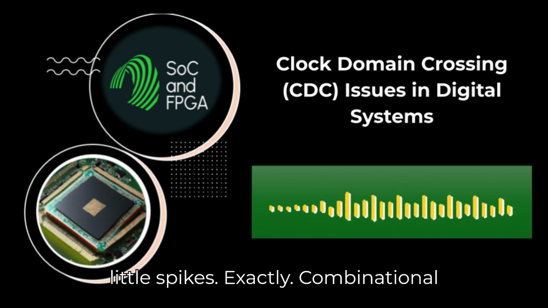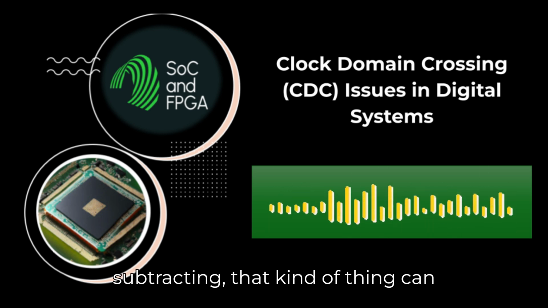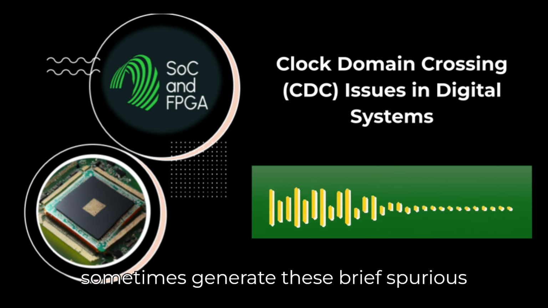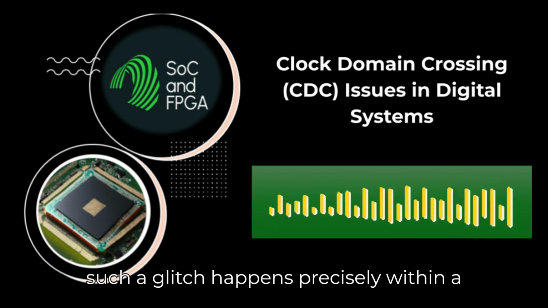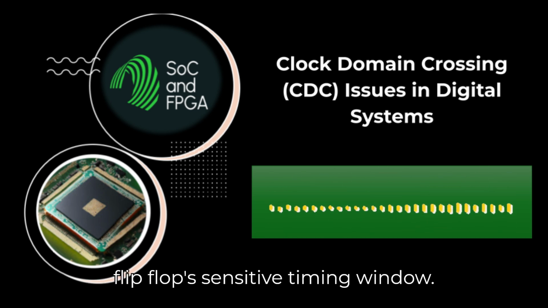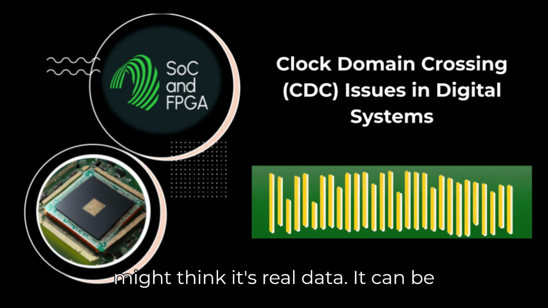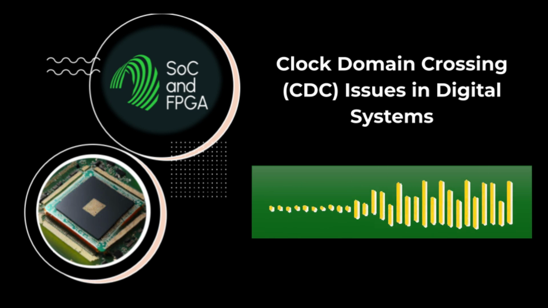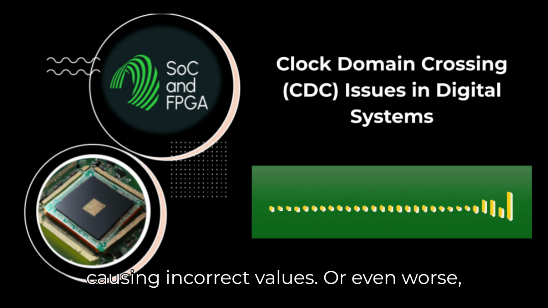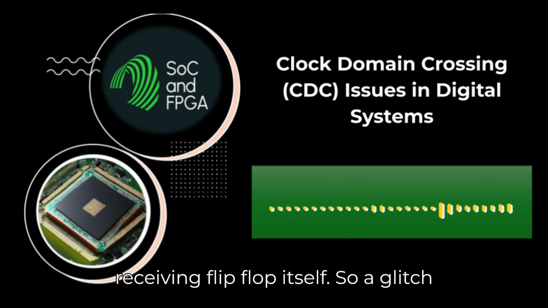Glitches, like little spikes. Exactly. Combinational logic, the parts that do adding, subtracting, that kind of thing, can sometimes generate these brief, spurious pulses. A glitch. Now, if such a glitch happens precisely within a flip-flop's sensitive timing window, its setup or hold window, the flip-flop might think it's real data. It can be mistakenly sampled as valid data, causing incorrect values, or even worse, it can induce metastability in that receiving flip-flop itself.